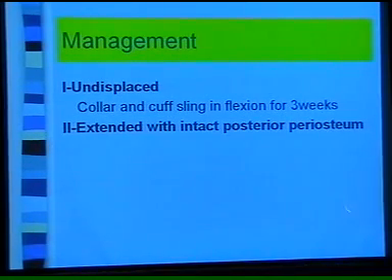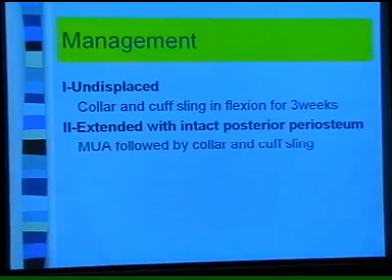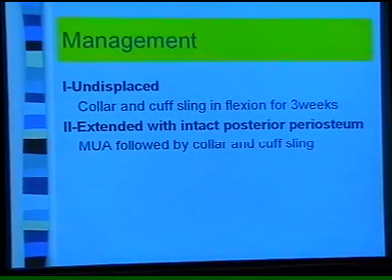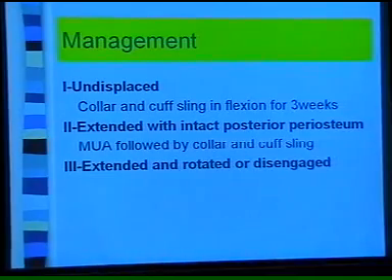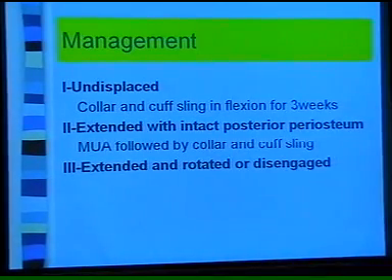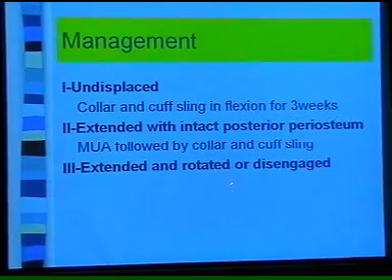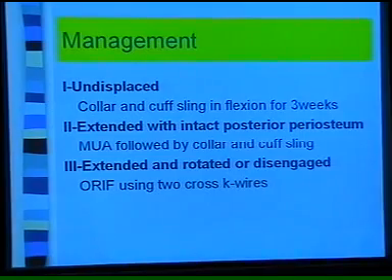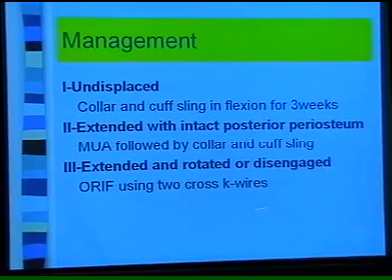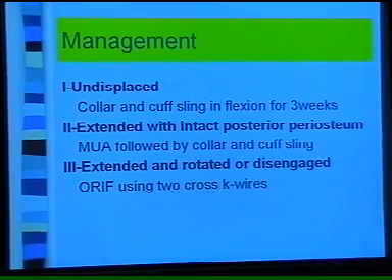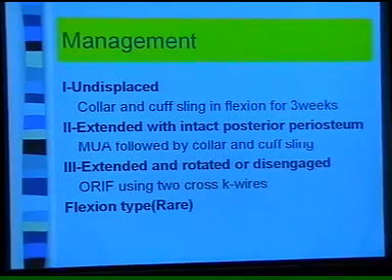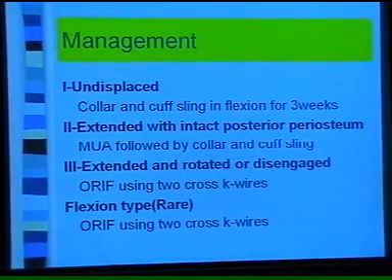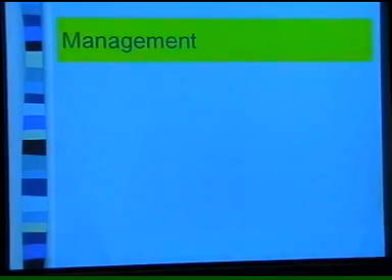An extension one, which is slightly angulated but not completely displaced, needs to be reduced and then held in a collar and cuff sling if it is stable. If it's not stable, then you have to put some wires in it. Extension ones with rotation and disengagement, the third picture I showed you, need open reduction, internal fixation, and 2 K wires across them to hold it. So reduce and hold, reduce and hold. Then the third bit is to move it. This flexion type, rare, again needs the K wiring.